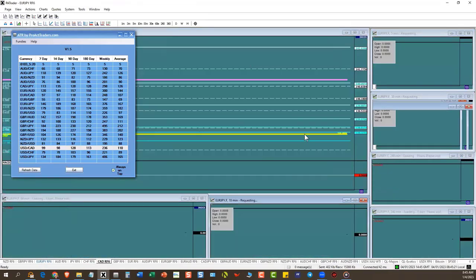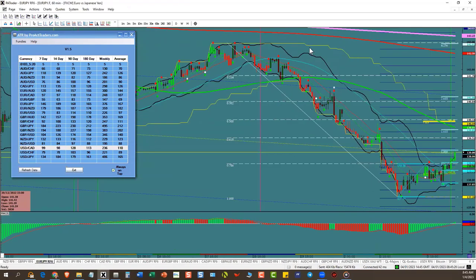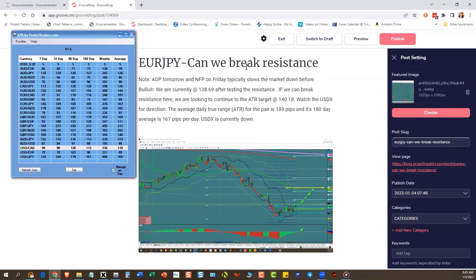So let's go over to euro yen, right? Euro yen was the blog post this morning. Hopefully traders are in it already. So remember, all you got to do is go check the blog right there. Euro yen, can we break resistance? All right, so this is what I'm looking at, is this move right in here.